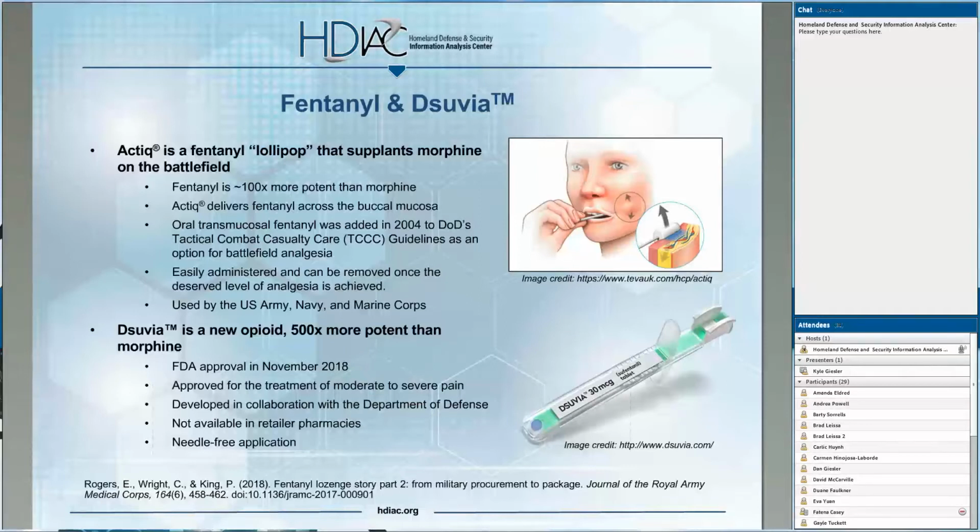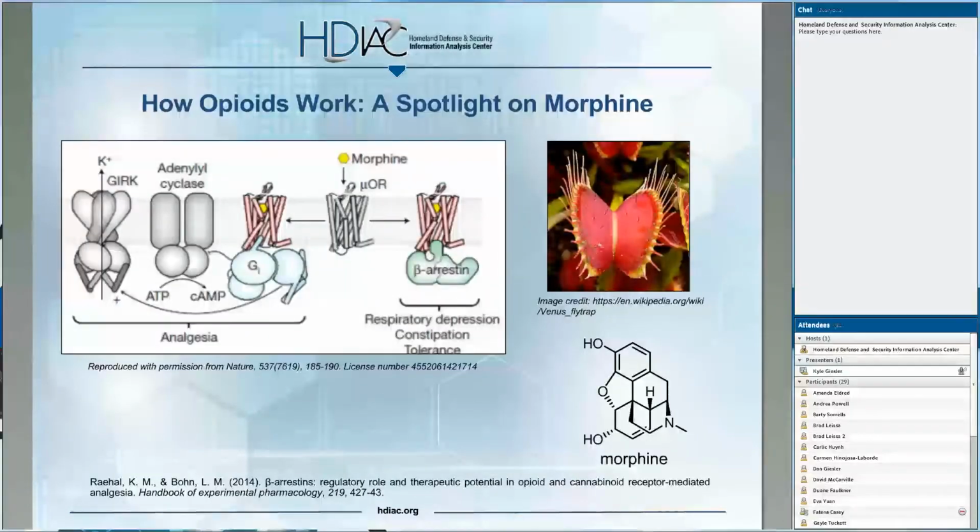The next question, of course, is if opioids are starting to become phased out or unpopular because of, of course, their addictive properties, what makes them so great? Why are they so good at what they do? And this, of course, we have to go into a little bit of pharmacology here.